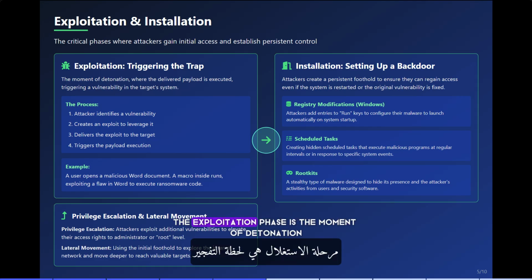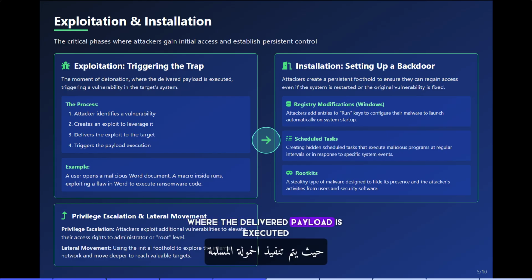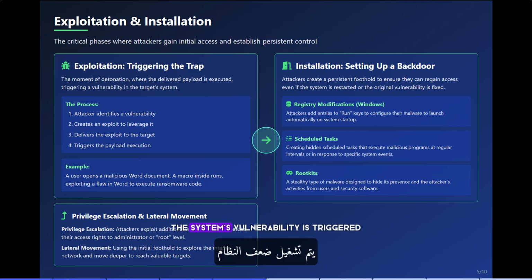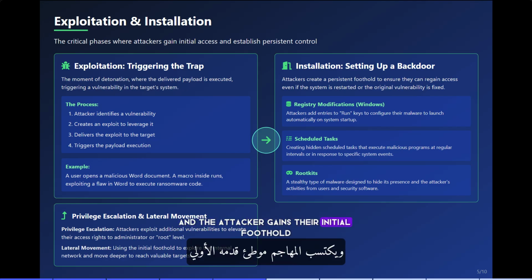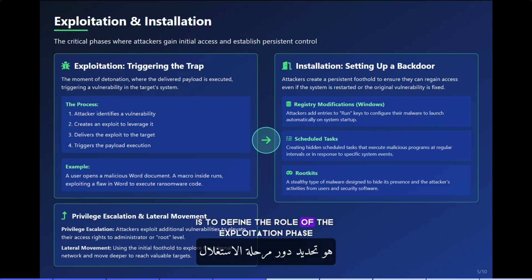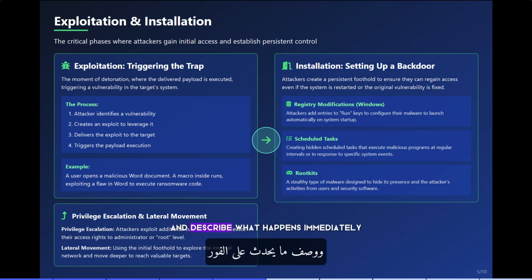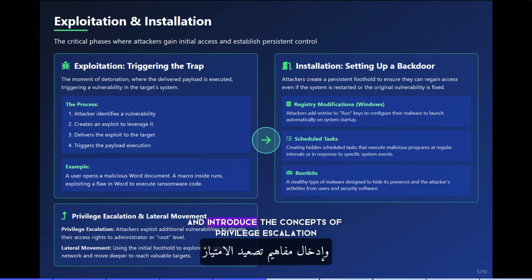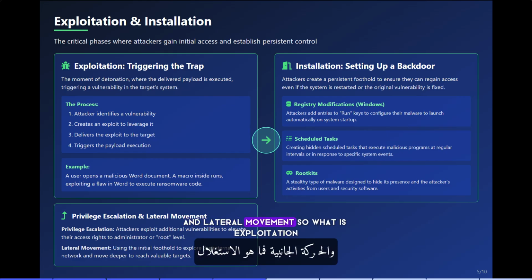The exploitation phase is the moment of detonation, where the delivered payload is executed, the system's vulnerability is triggered, and the attacker gains their initial foothold. Our learning objective is to define the role of the exploitation phase and describe what happens immediately after a successful exploit. We will define this detonation phase and introduce the concepts of privilege escalation and lateral movement.